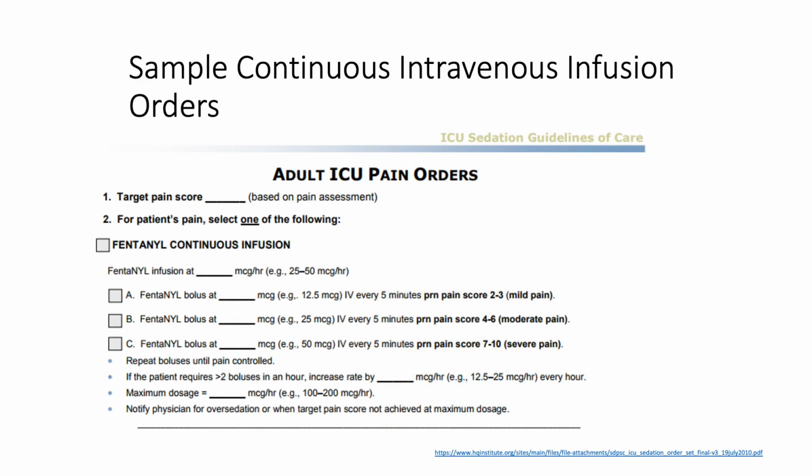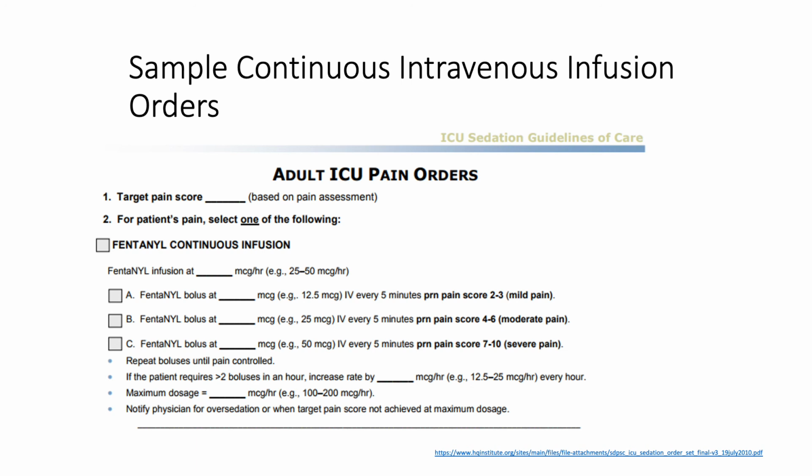Here you can see an example of an order for a continuous infusion with the goal of managing pain. It's important to mention here that these protocols and order sets will vary facility to facility. The purpose of showing this example order set is not to memorize it, but to understand some of the basic components to look for. You'll notice that this order is for continuous fentanyl.